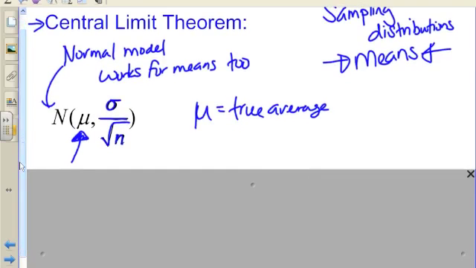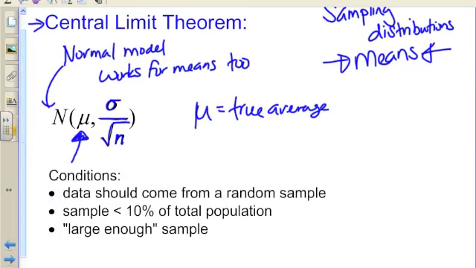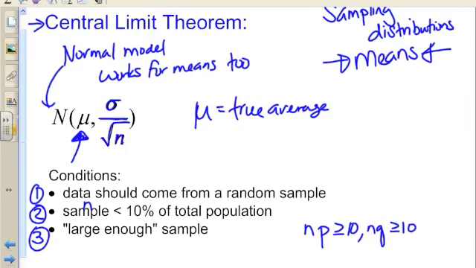All right, and just like with proportions, we can't automatically always do it. We do need to check some conditions before we use the normal model. You'll notice conditions 1 and 2 are the same. The data needs to come from a random sample, and our sample size, that's n, should be less than 10% of the total population. But our third condition is a little bit different. Last time we did np had to be greater than 10, and nq had to be greater than or equal to 10. I can't do that this time because p is a proportion, and I'm dealing with means. So instead, your book just calls this, well, the sample needs to be large enough.